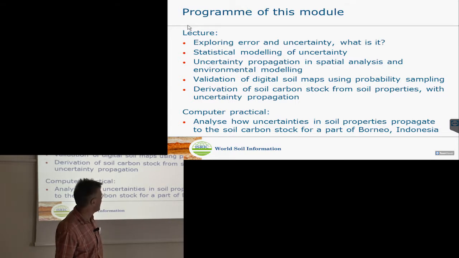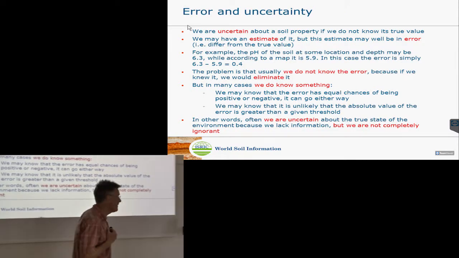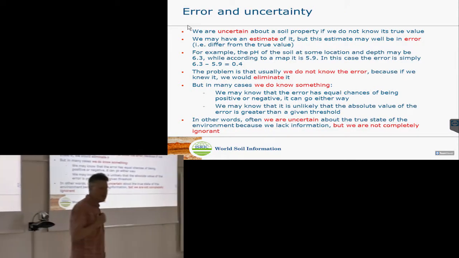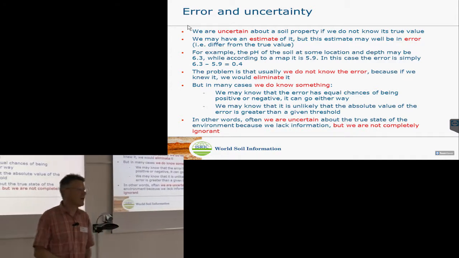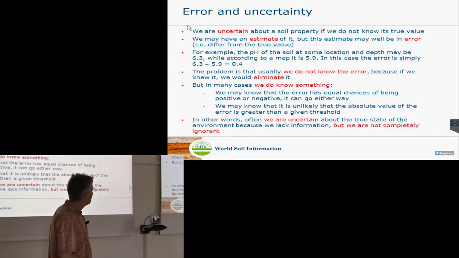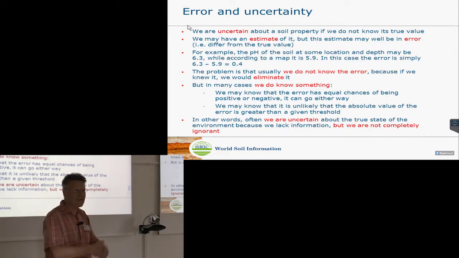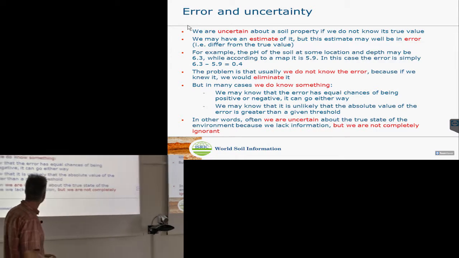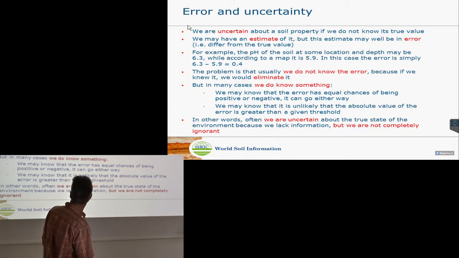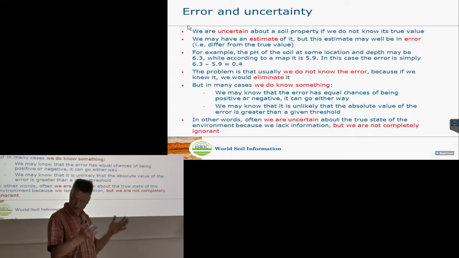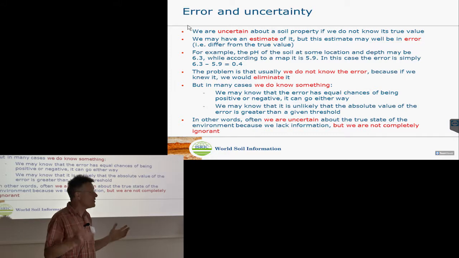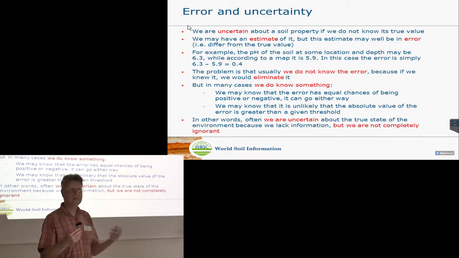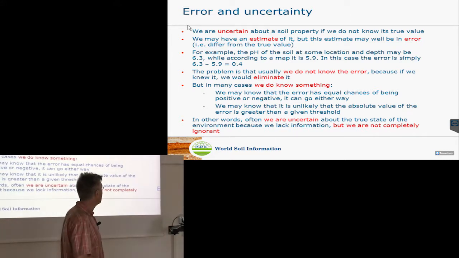So we'll start with the first, error and uncertainty. I think when we are uncertain about a soil property, about a map, a predicted soil property, basically it means we do not know its true value, right? If you would know the true value, if you would know the pH at this location is 6.3 and I'm certain about it, well, then I'd say there is no uncertainty, you just know the value. So if you don't know the exact value, that makes you uncertain about that exact value.